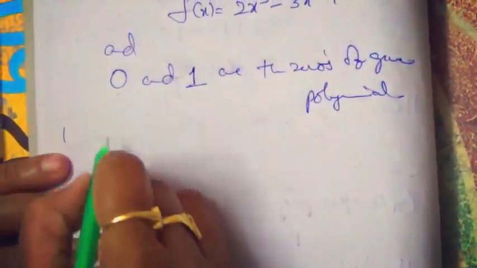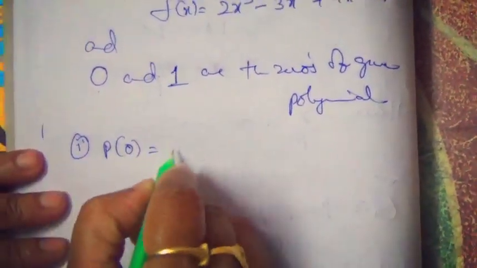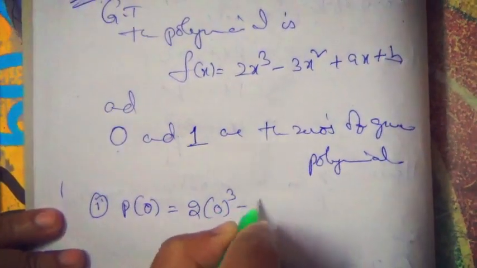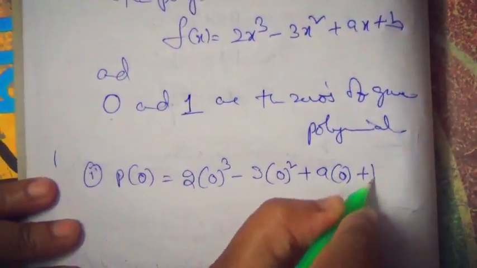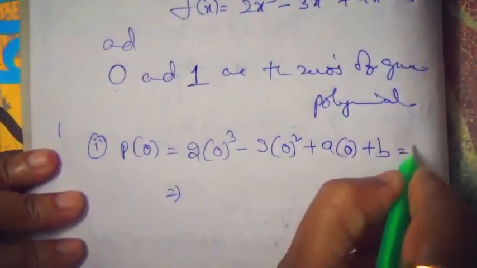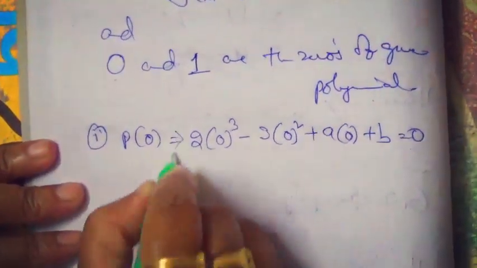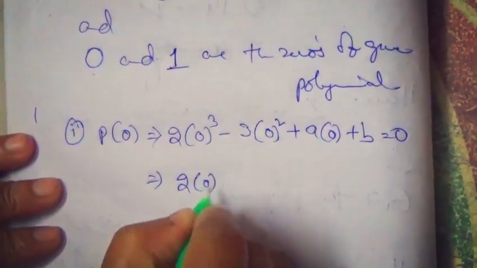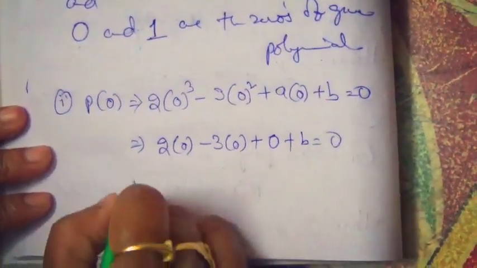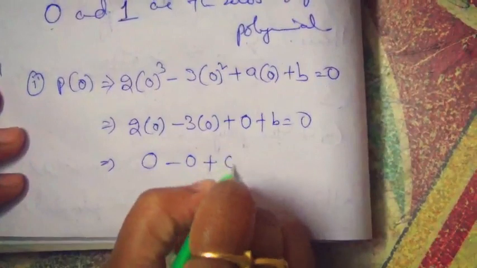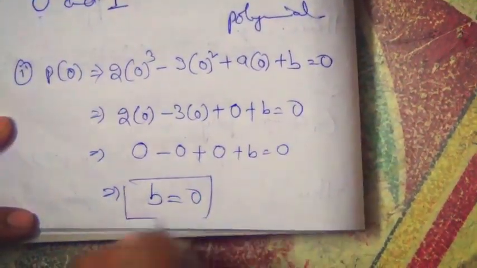First of all, I want to substitute the first one, that is p of 0, that is equal to 2 of 0 cube minus 3 of 0 square plus a of 0 plus b. That is equal to 0, no? Already it was given that these two are the zeros of the given polynomial. That implies 2 of 0 minus 3 of 0 plus 0 plus b is equal to 0. So here these all become 0, because these all are products. That implies b is equal to 0. You will get one value.